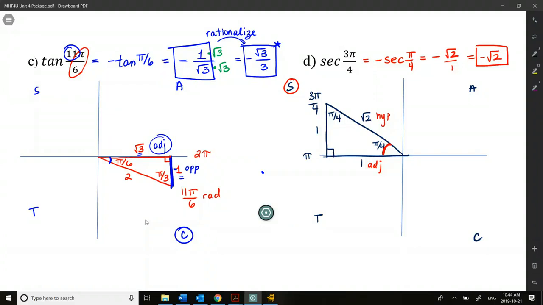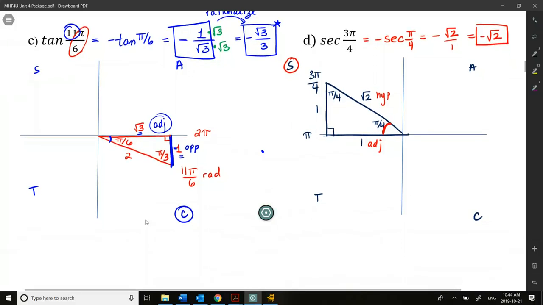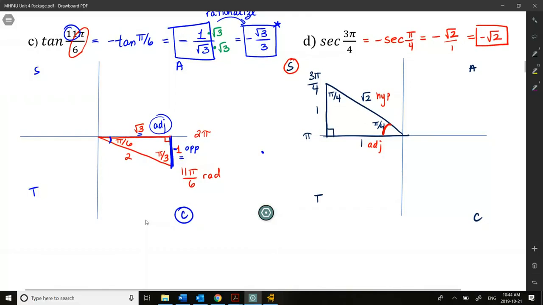Okay, questions for that one? Are we all kind of getting it? Okay. Same process as last year, just using radians.